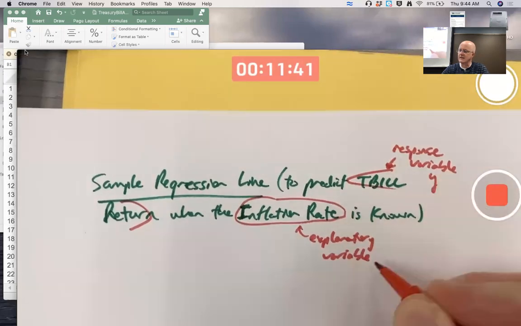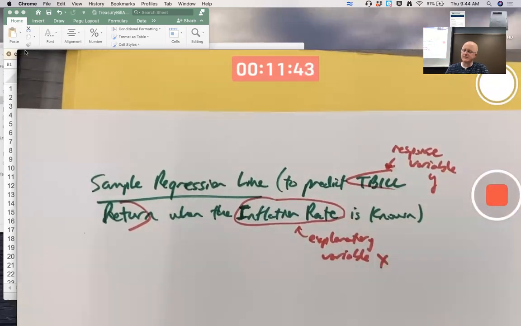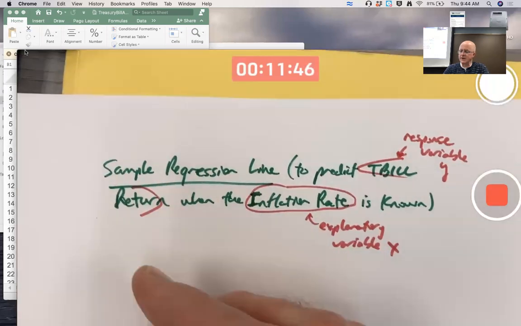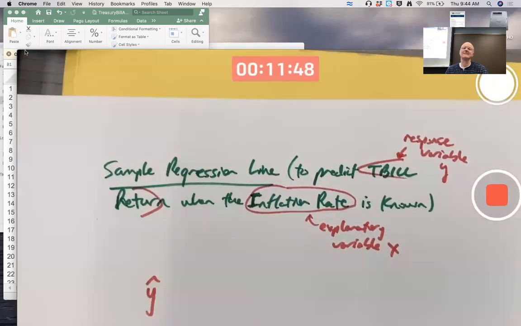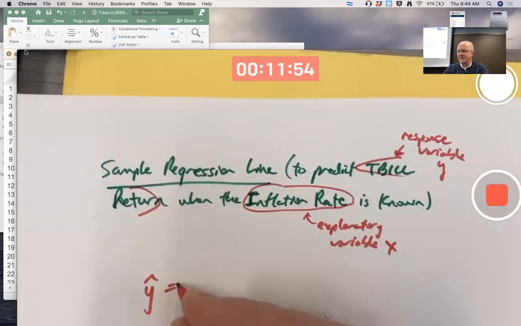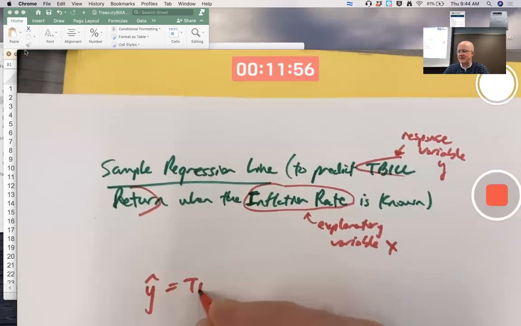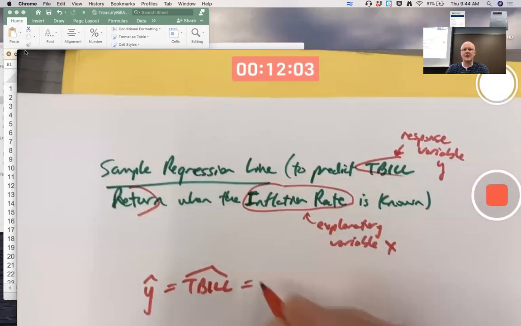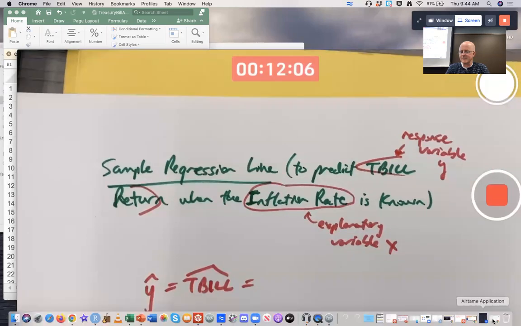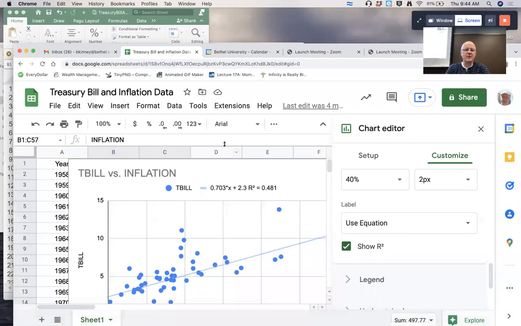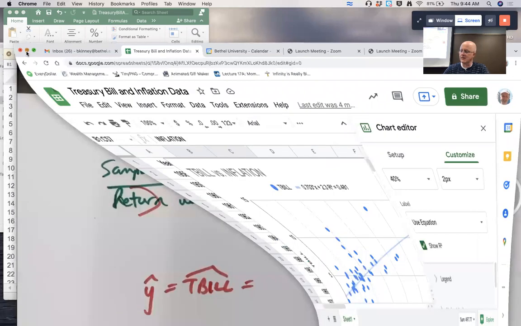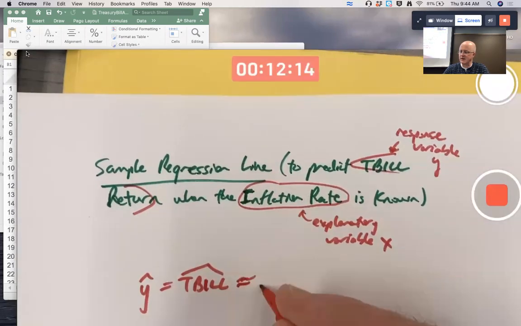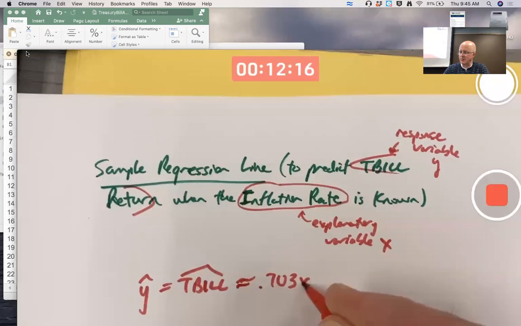This is Y, this is X. I'm going to write the regression equation as Y hat, which you could also write maybe as T-bill hat if you want to emphasize what the variable means. T-bill hat. I forgot it. What was it? 0.703x plus 2.3. That's, I'm sure, an approximation. 0.703x plus 2.3.